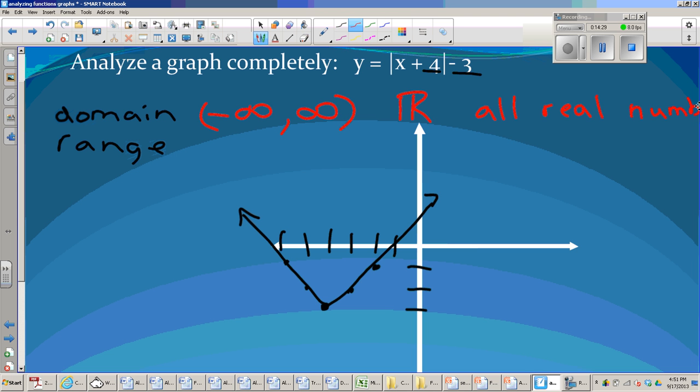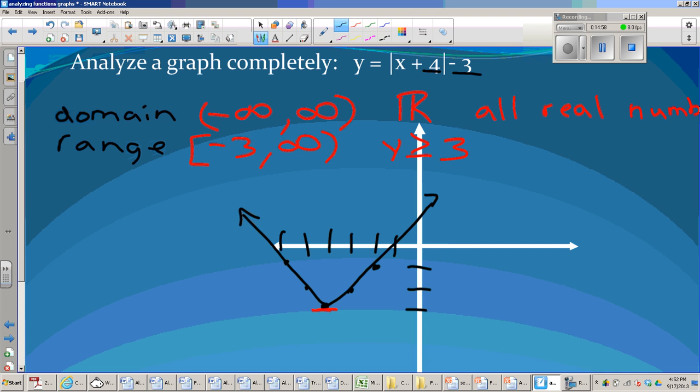Alright, let's look at the range of my y values. From the bottom of the graph, what's the lowest value here? Lowest value is negative 3. We're going up. How far does the graph go up? It goes up forever. And at negative 3, there's a closed dot, so we get a bracket. We also could write this as y greater than or equal to negative 3.